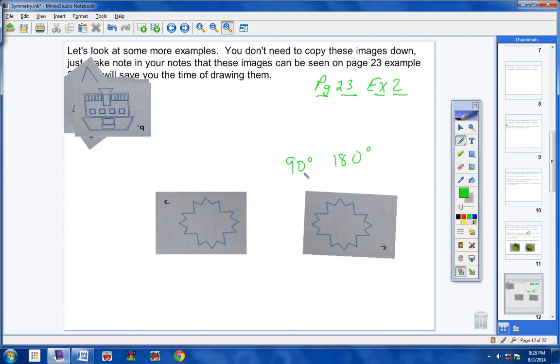Okay, so let me repeat this again. You rotate the figure and look to see if the figure ever coincides exactly or looks exactly like your original figure as you rotate it up to 180 degrees. Okay, I hope that makes sense. That's called rotational symmetry, and you need to be familiar with that. All right.